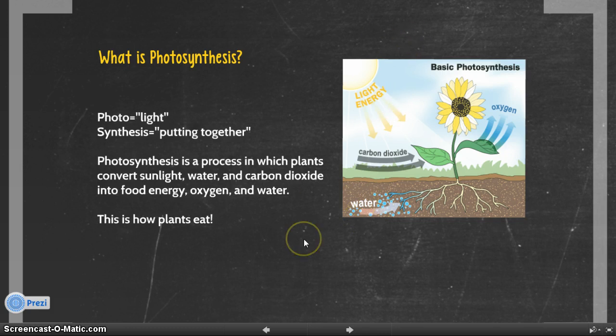Alright, so let's just review really quickly. Photo is the Greek word for light, and synthesis means putting together, which means that photosynthesis is a process in which plants convert sunlight, water, and carbon dioxide into food, energy, oxygen, and water. And once again, this is how plants eat.